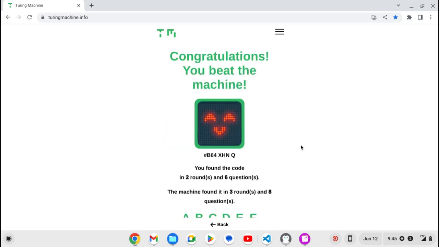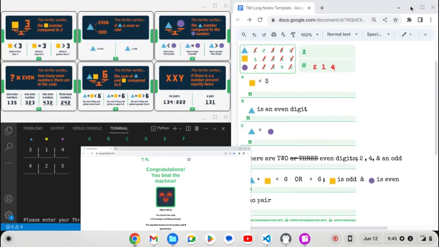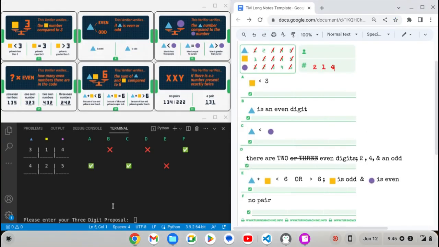Wow, okay, so we did it in 6 questions, and the Turing machine did it in 8. So I think some of those aha moments throughout the process really helped out in reducing the number of questions we had to do. And so, we had a good mix of crosses and checks, and we had some great aha moments to get us through.